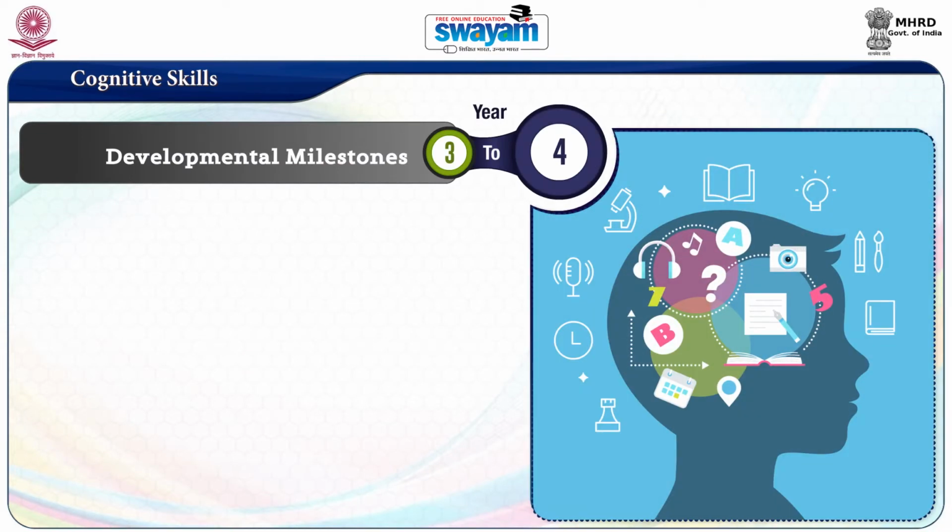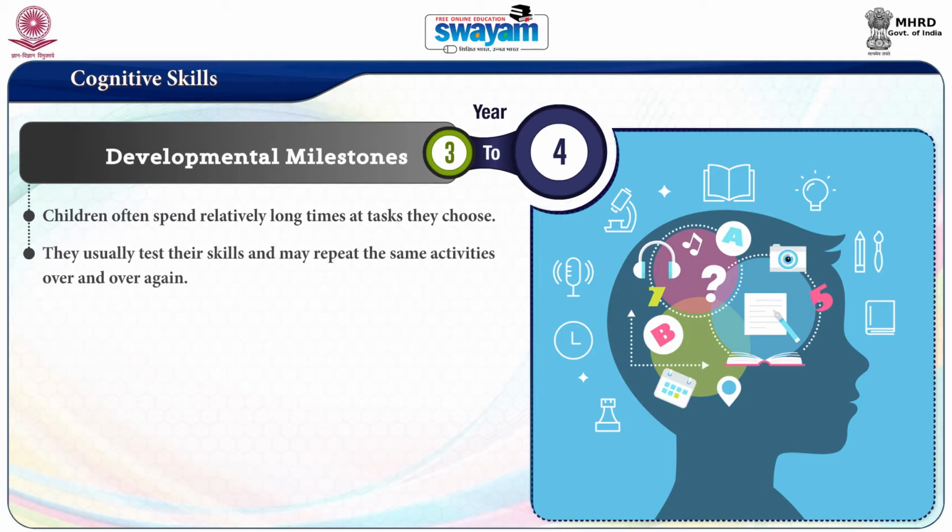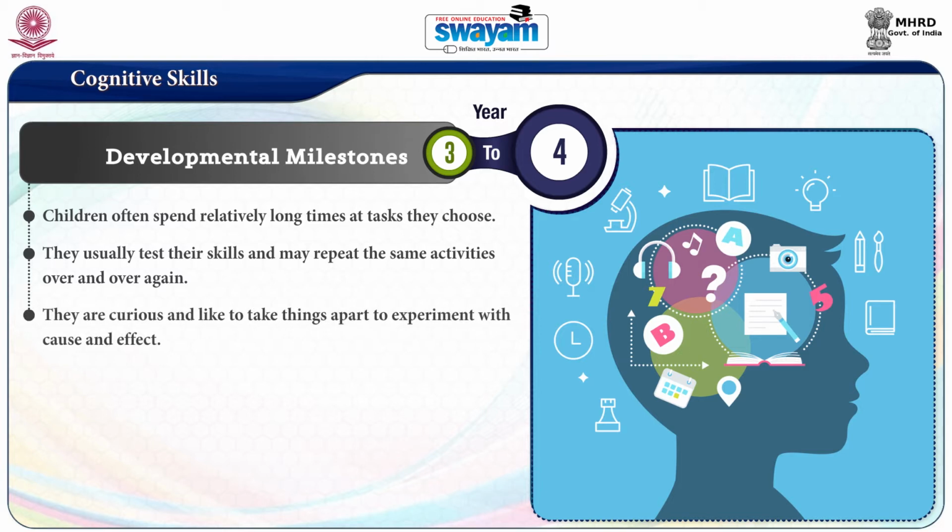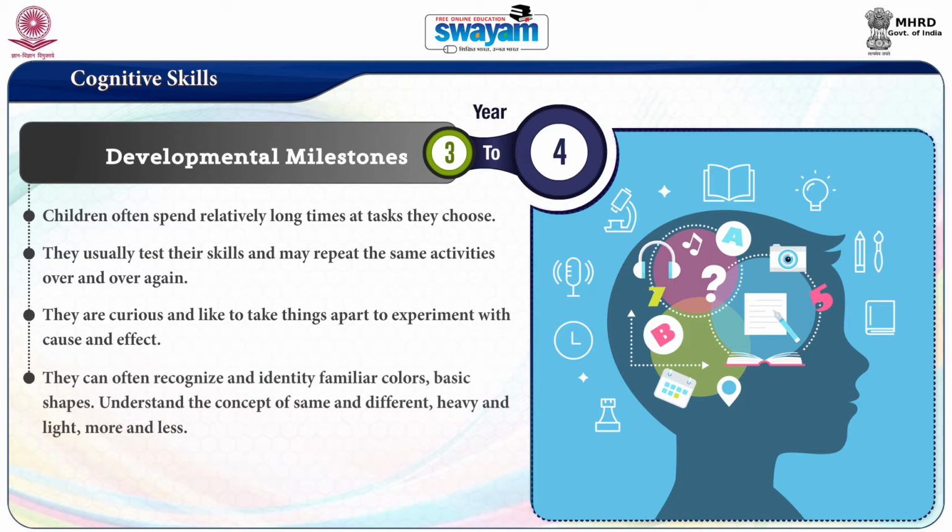When children are 3 to 4 years of age, they often spend a relatively long time at a task they choose. They usually test their skills and may repeat the same activity over and over again. They are curious and like to take things apart to experiment with cause and effect. They can often recognize and identify familiar colors and basic shapes, and understand the concept of same and different, heavy and light, more or less. Counting becomes more precise during this time.